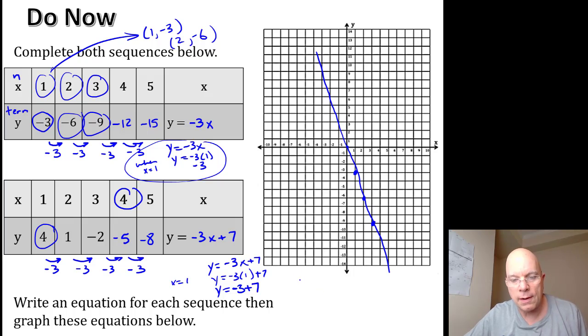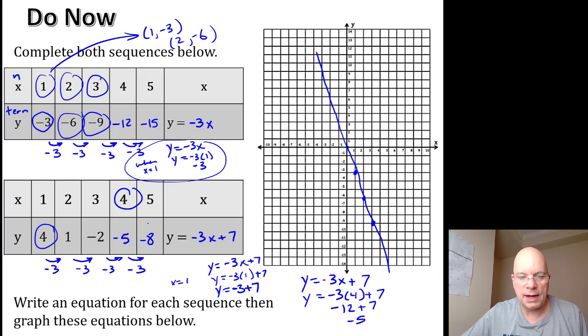I should really try another value. I'm just going to try 4. y equals negative 3x plus 7. If I substitute 4 into that, I get negative 12 plus 7. And that's negative 5, and that's what I was expecting to get.